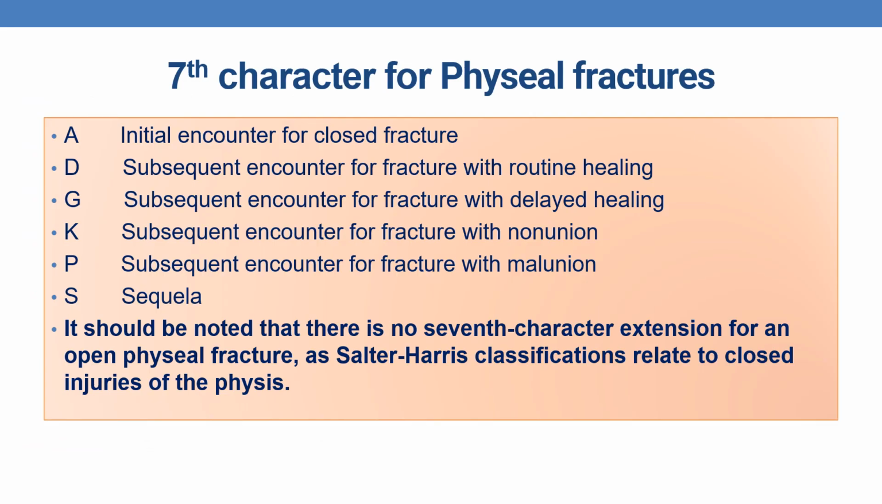Now coming to the 7th character for physeal fractures. A indicates initial encounter for closed fracture. D indicates subsequent encounter for fracture with routine healing. G indicates subsequent encounter for fracture with delayed healing. K indicates subsequent encounter for fracture with non-union. P indicates subsequent encounter for fracture with malunion, and S indicates sequela.